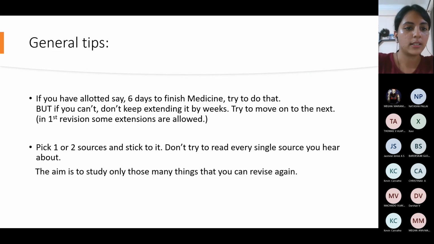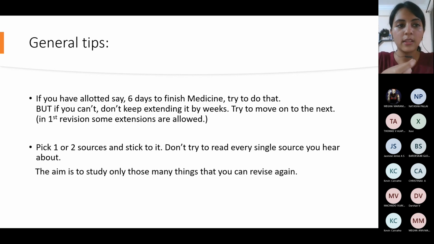So, some general things I want to say. If you have allotted, so you've made a timetable, right? Because you need some kind of way to measure your progress. So if you've allotted 6 days for medicine, you try to finish it in that. But if you can't, don't say, okay, let me give myself another 6 days.